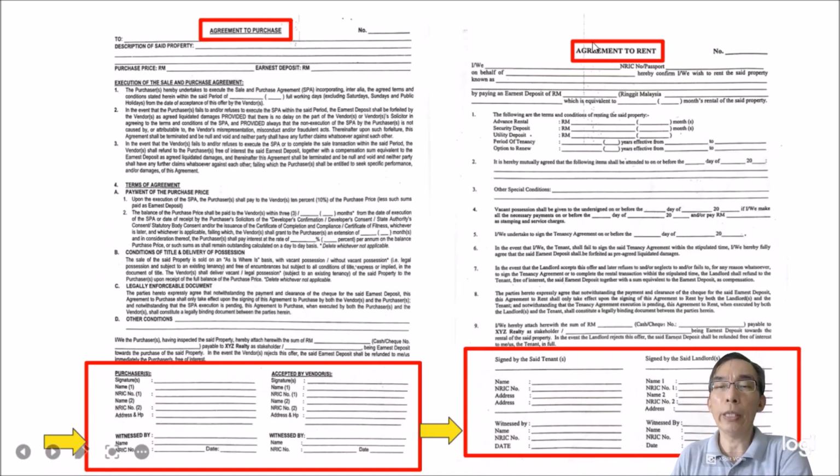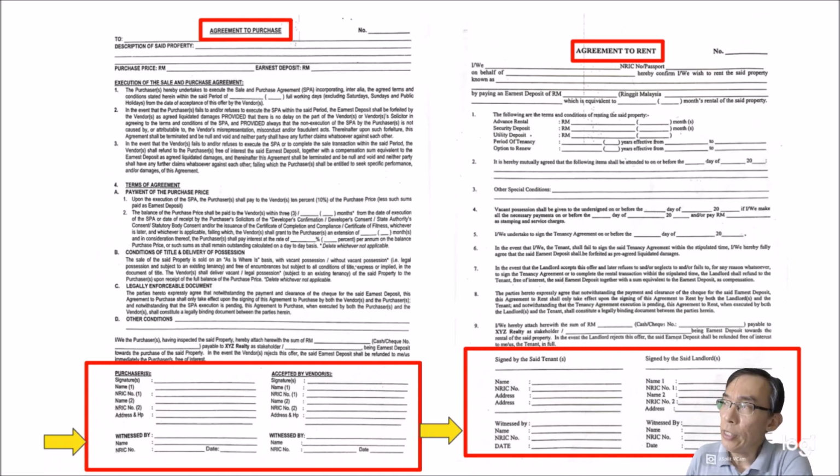So this is the agreement to rent. So similarly, in the case of tenancy, there is also a proposal to rent, and then later on signed by the landlord to okay to rent out. So usually we do this as a letter of offer by the purchaser, and then accepted by the vendor.